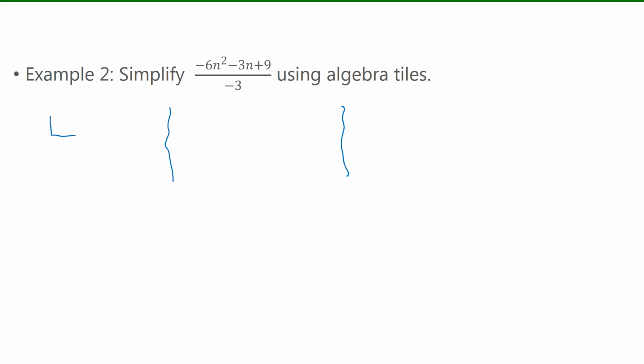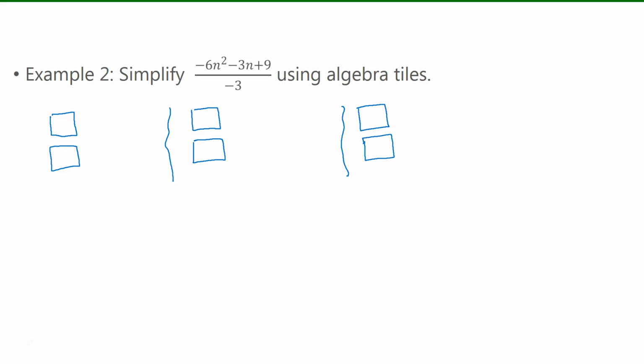So I'm going to put negative n squared here, negative n squared here, negative n squared here, to equally distribute them. So that's only 3. I need to put another negative n squared in each one. So there's my 6n squareds divided into three groups.